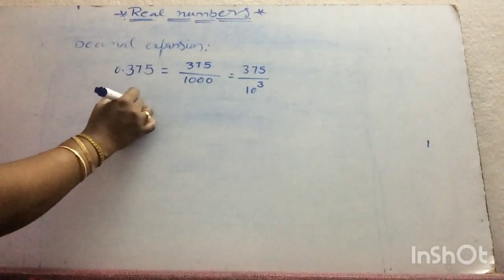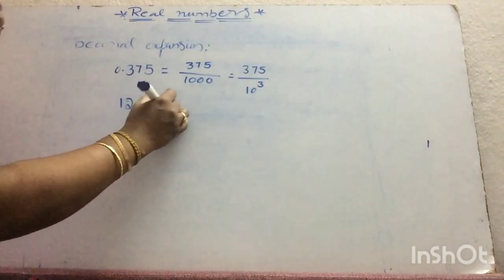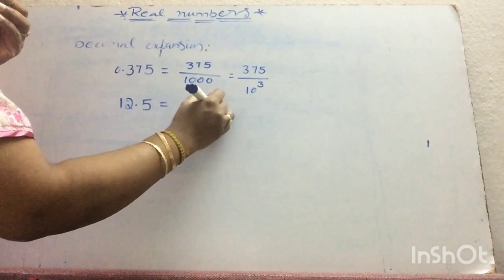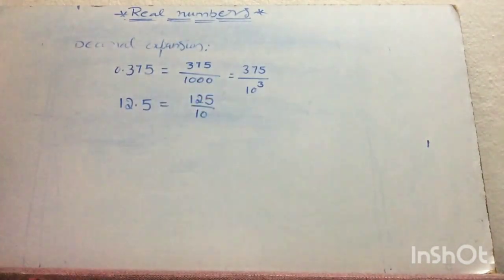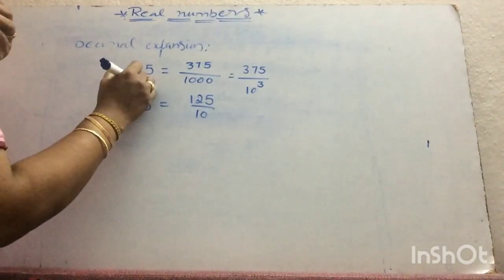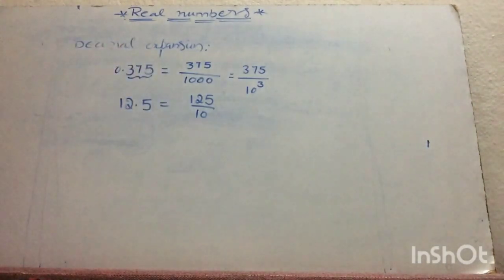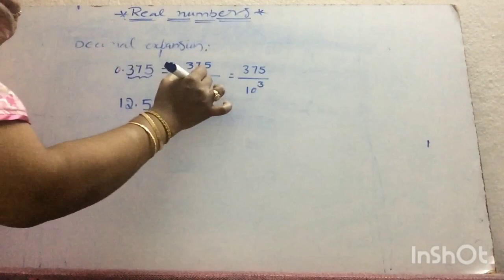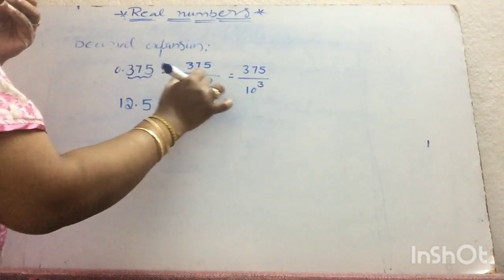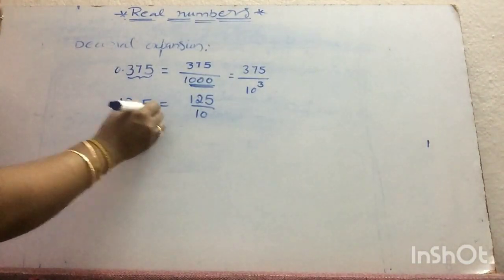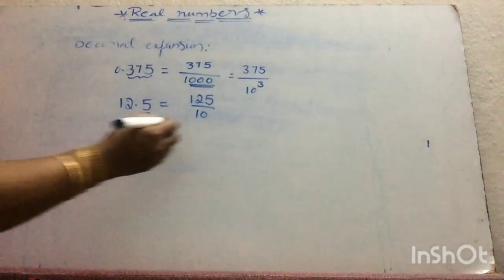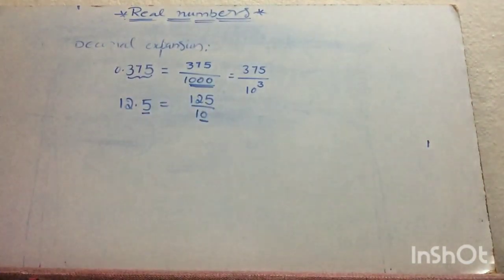And one more thing, 12.5. I will write it as 125 by 10. Why? Because after the decimal point we have 3 digits in the first case, that's why we write 3 zeros. Here also after the decimal point we have 1 digit, then we will write 1 zero like that. Now I will explain some examples.